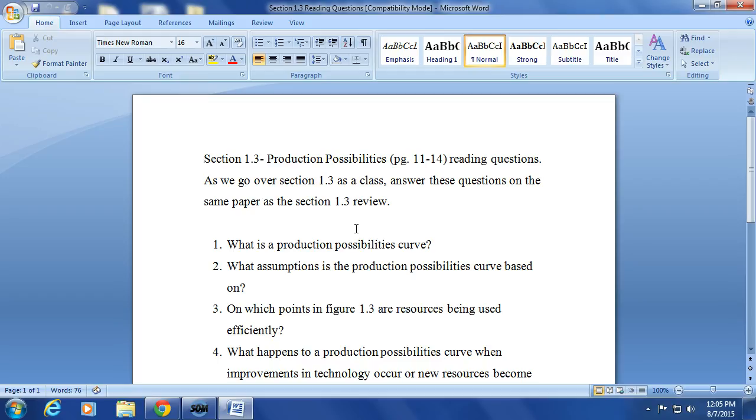A production possibilities curve is going to take a look at a nation and how a nation is trading off between making 2 different products, and it shows the different combinations of the products that can be made given a certain amount of resources. A production possibilities curve can also be abbreviated and called a PPC.